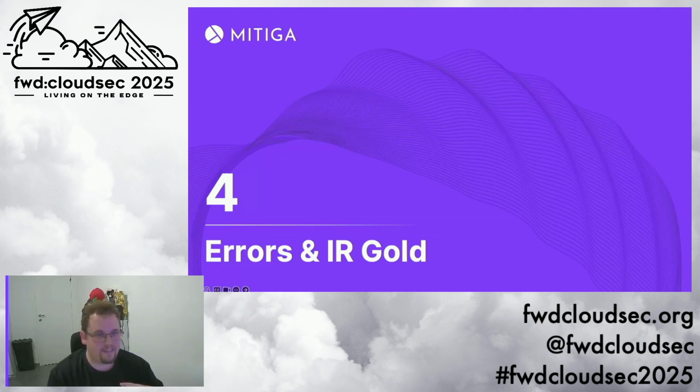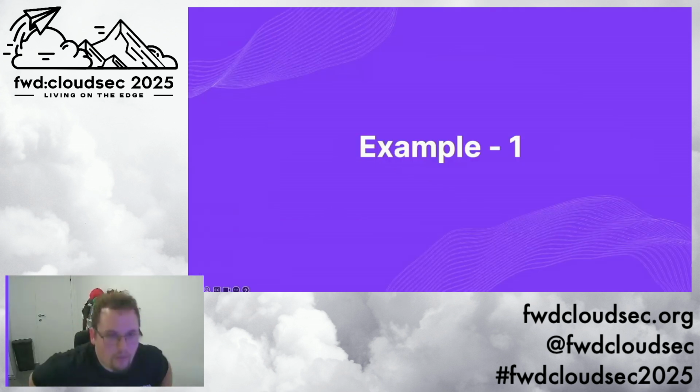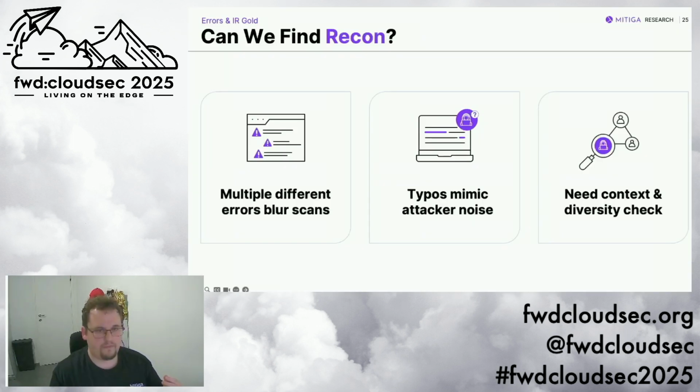But now let's get a bit more practical, right? I would like to talk about 3 examples, right? We'll take them in PySpark pseudocode. We'll come up with an idea, see how we could create naive detections, and then a bit more specific detections using context and our error codes. Let's see if we could find reconnaissance, right?